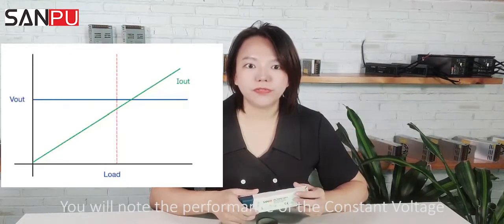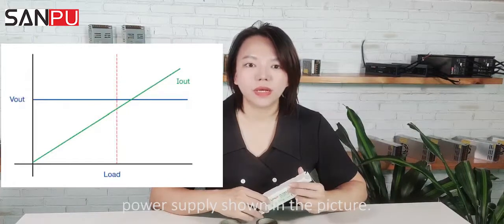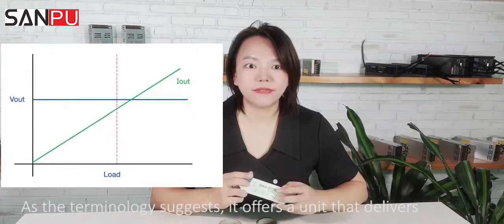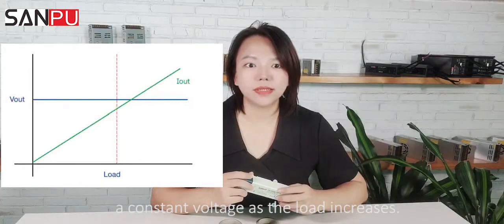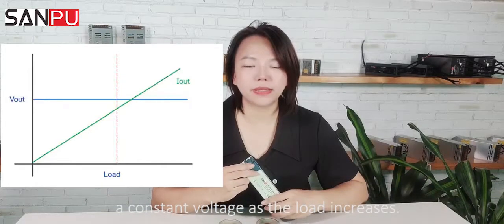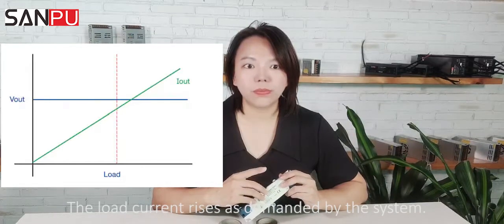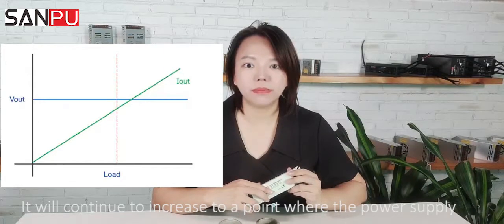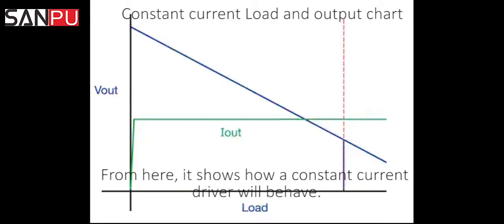You will note the performance of the constant voltage power supply shown in the picture. As the terminology suggests, it offers a unit that delivers a constant voltage as the load increases. The load current will continue to increase to a point where the power supply will go into current limit mode to prevent damage to the powertrain. From here, it shows how a constant current driver will behave.